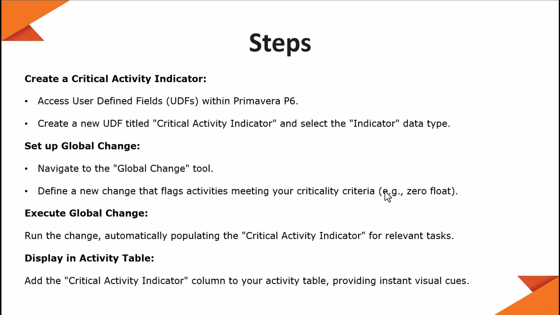So how do you do it in P6? So these are the steps. So first you need to create a user-defined field, and name it critical activity indicator, or you can give it a name that you want. Then the next thing is to go to your global change and create a global change and run the global change, okay? And display your activity table. And you can actually add a filter to filter out all the important critical activities as well, okay? So we'll now jump into P6 to see how it's been done.